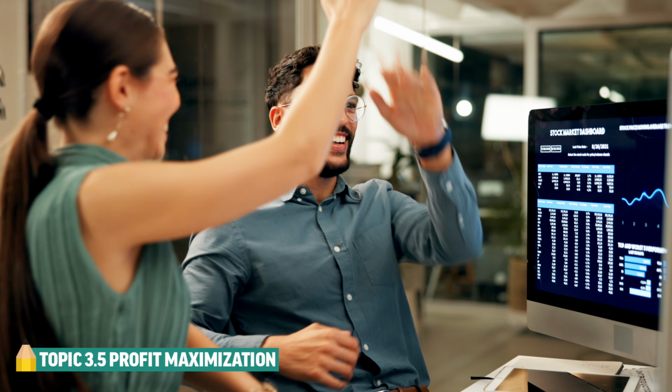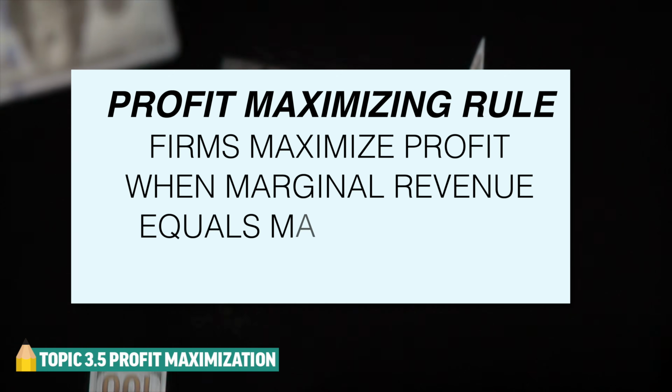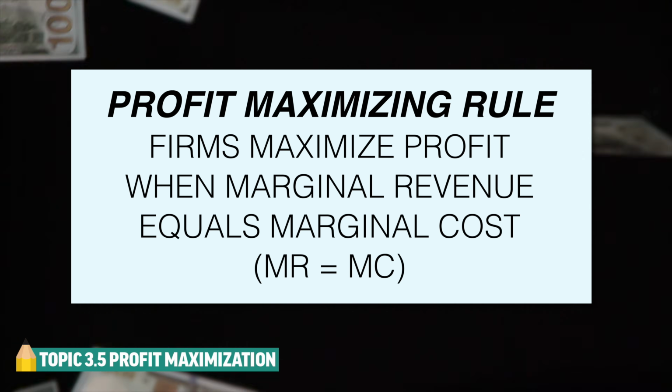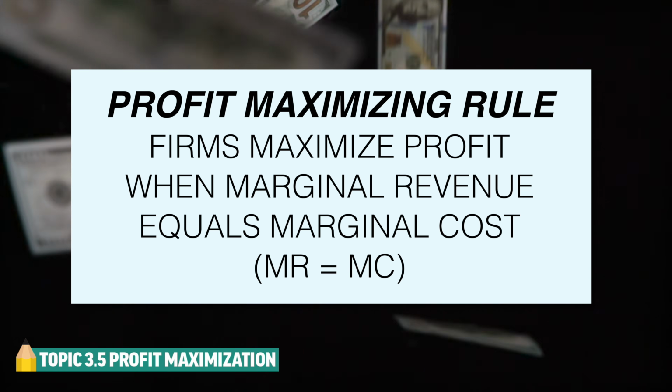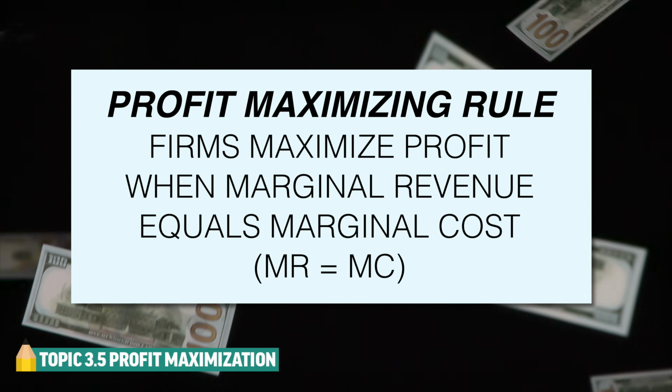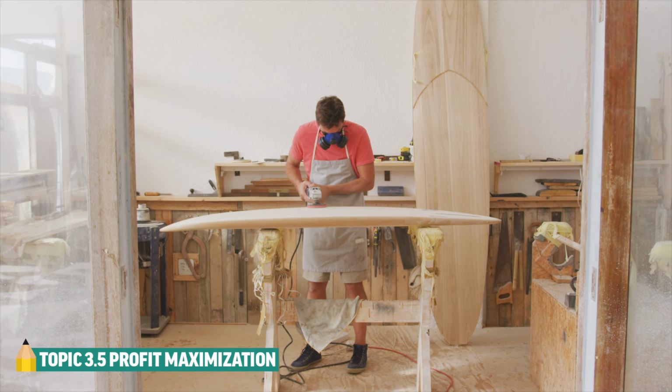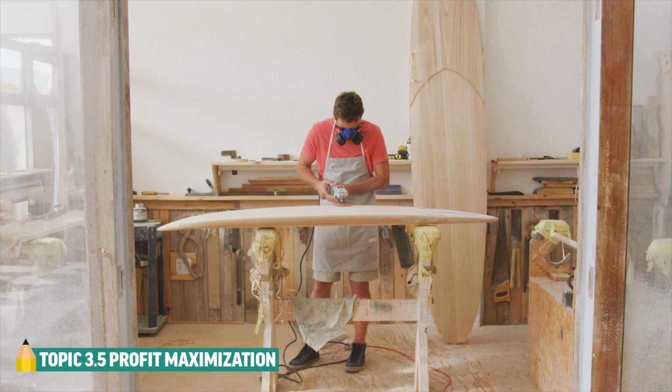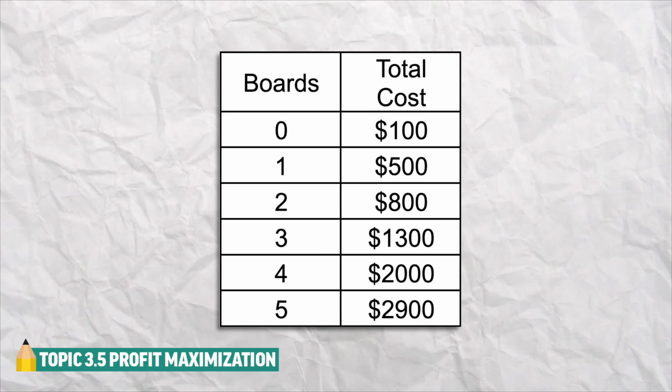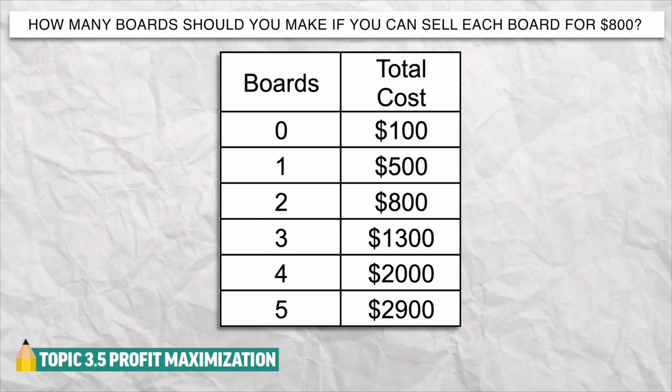In topic 3.5, you're gonna learn the single most important equation in this entire course, the profit maximizing rule. A firm will maximize profit when the marginal revenue equals the marginal cost, when the MR equals the MC. Again, let me explain with an example. Assume your side hustle is making homemade surfboards, and this chart is your total cost. If you can sell each surfboard for $800, how many should you make?